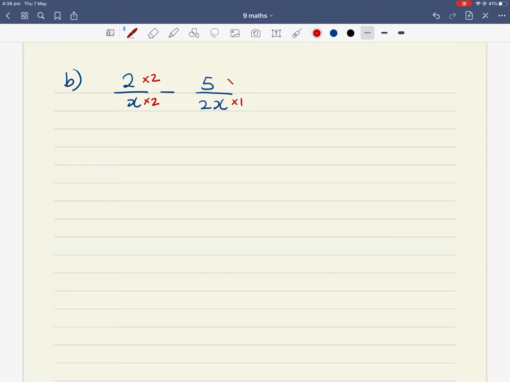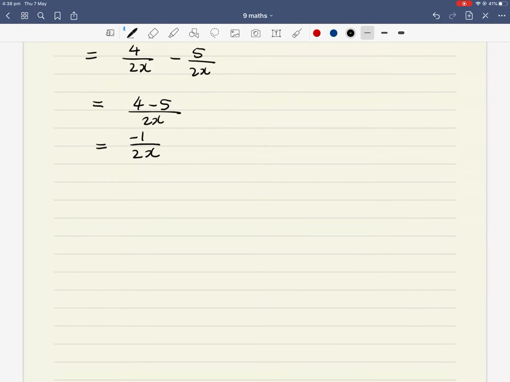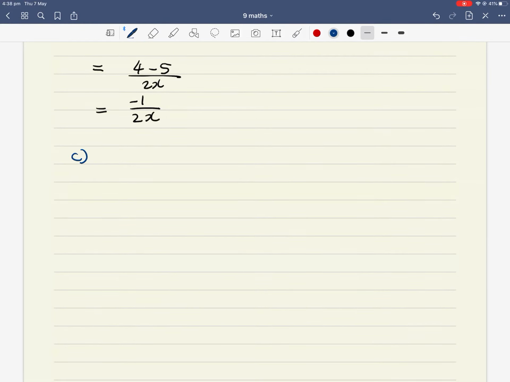And then for the second fraction, the lowest common denominator is 2x, which means I just need to multiply by 1 top and bottom. So I get 4 over 2x minus 5 over 2x. So I can put it over the same denominator, so that's 4 take away 5 over 2x. So that is just negative 1 over 2x. Can you simplify? Can you factorize? No, that's it. Leave it as your final answer. And lastly, I want to finish off with this example. So 2 over x plus 3 over x squared.